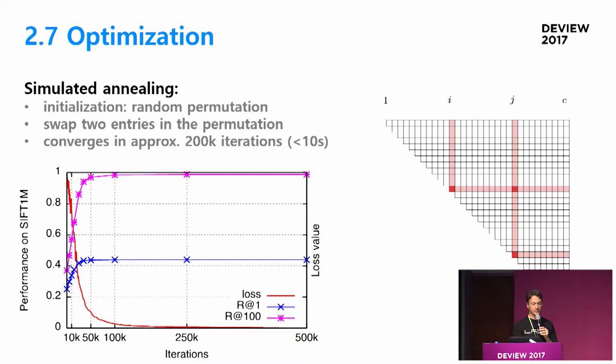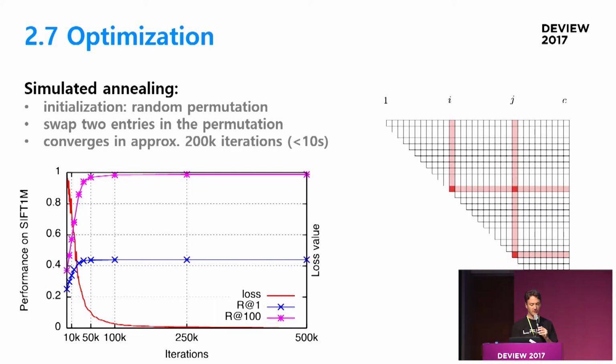How do we optimize it? We use simulated annealing. We start with a random permutation of our indices. Then we try to swap two entries in the permutation. If it decreases our objective, which is good, then we perform the swap with a given probability. If not, we don't perform the swap. And basically the message is that you can learn this really in a few seconds, and anyway it's an offline process, so it doesn't come with any cost, or very little additional cost with respect to PQ.